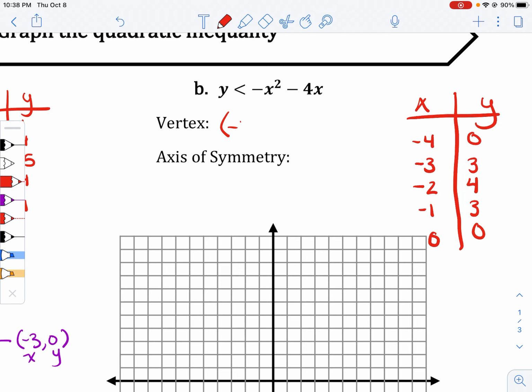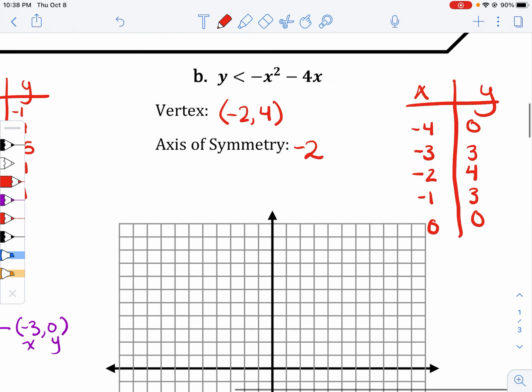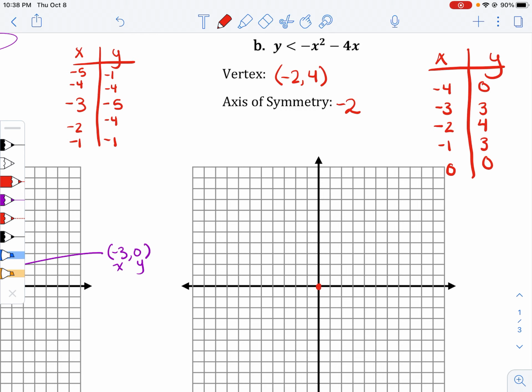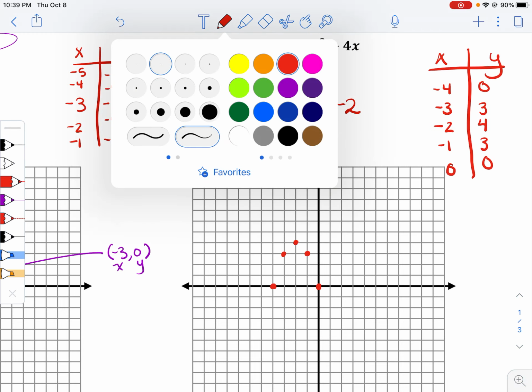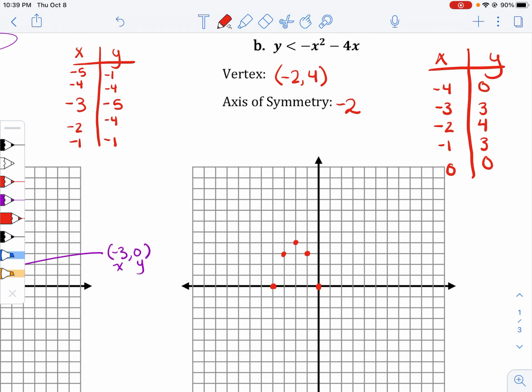So then my vertex is at -2, 4. My axis of symmetry is at -2. When I graph this, I'm at 0, 0, -1, 3, -2, 4, and then on either side. Again, this is a less than, so it needs to be a dashed line, not a solid line.